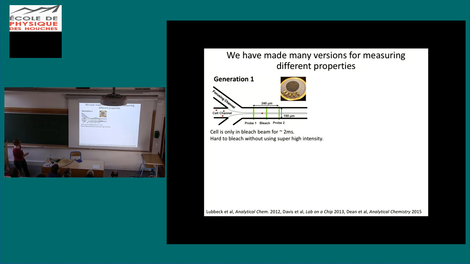We started with this kind of a geometry where we measure fluorescence. We use a really intense beam to try to bleach the protein, and then we measure fluorescence again. And ideally, we would just select proteins that don't bleach much. The challenge is that the cell is only in this beam for about 2 milliseconds, and it's very hard to bleach without using a really, really high laser intensity. You can do it, but then that's not terribly relevant for imaging where people aren't using those powers.